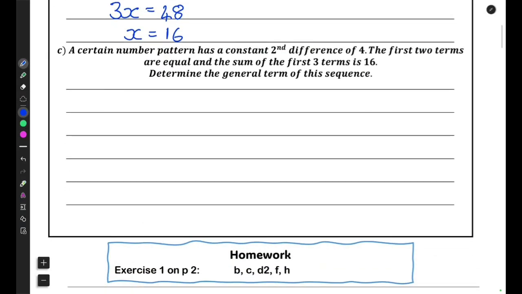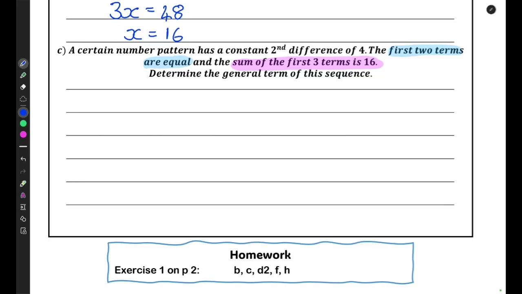The last question we're going to look at is a bit of a word sum. So just read very carefully. Write it out as a number pattern. Give yourself enough space. Whenever there's a gap, put an x, and if there's another gap, put a y. Okay, let's read. A certain number pattern has a constant second difference of 4. The first two terms are equal, and the sum of the first three terms is 16. Determine the general term for this sequence.